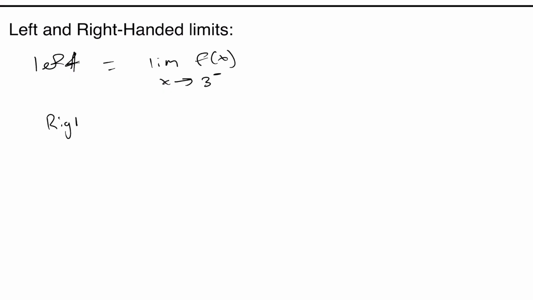And then for a right-handed limit, we'll do the same thing, the limit of f of x as x approaches 3, but we'll put a positive, indicating it's coming from the right-hand side. So only when both sides agree does the limit exist. Both sides have to equal the same thing for the limit to exist.